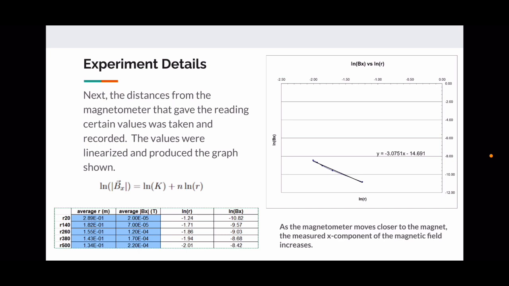So we were able to track and correlate the distance between the bar magnet and the phone and the magnetic field reading on the phone. And we were able to track that in the table below. And when you graph the natural log of the magnetic field versus a proportional slope constant times the natural log of the distance, you get a linear line, and you can use the y-intercept and slope of that linear line to do further calculations in the further slides.